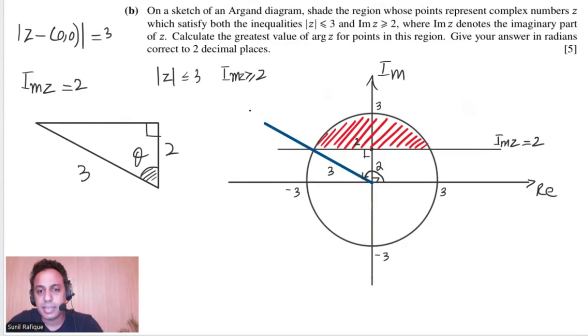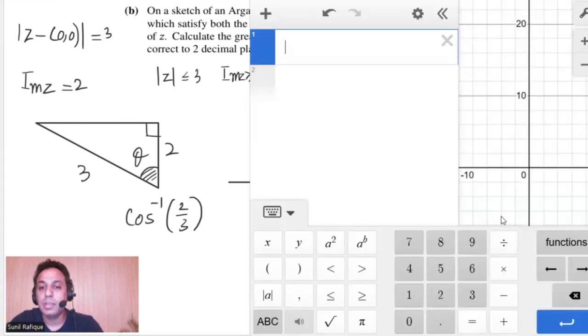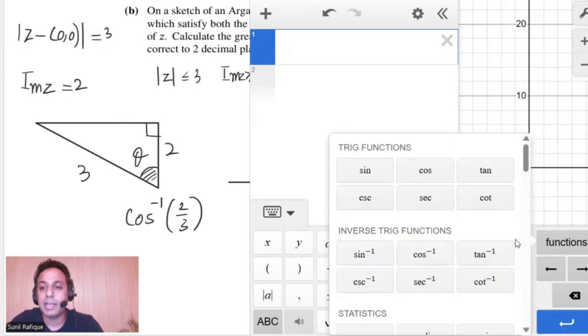So let's get this angle first. This is going to be cosine inverse of 2 divided by 3. So I can use Desmos for this one. This looks easier. You obviously will use your normal scientific calculators for this one.